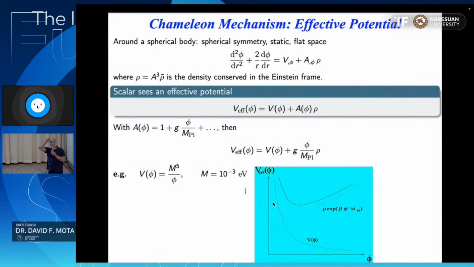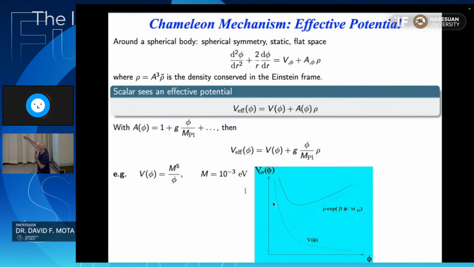So the dynamics of my scalar field, the way my scalar field will behave, depends on this effective potential. The effective potential is made of two parts. One is the V of phi part, that's just 1 over phi, this dotted line here. And then you have a linear function in phi. Here I wrote the exponential of beta phi, but it's basically a linear function if phi is very small. So just phi.